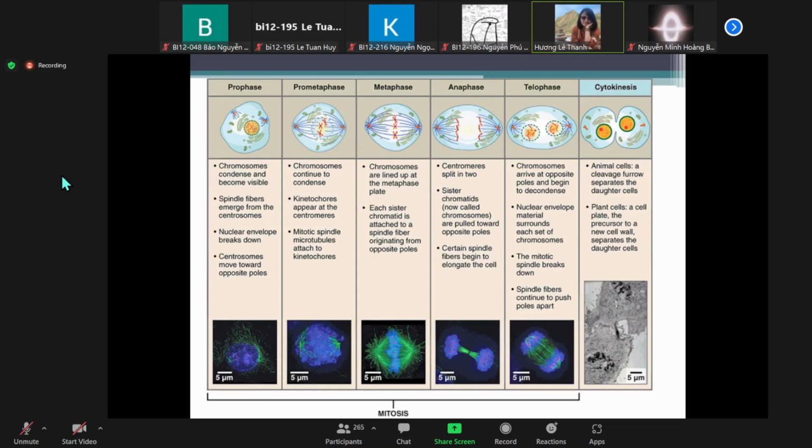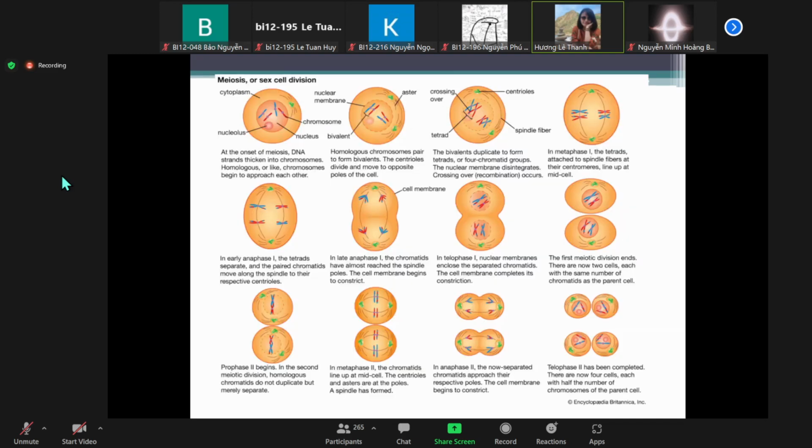So this is mitosis, and remember for me, PMAT. That's the 4 main stages in mitosis: prometaphase, metaphase, anaphase, and telophase, and also the action of the chromosomes in this process. And for meiosis, we also call it the sex cell division.